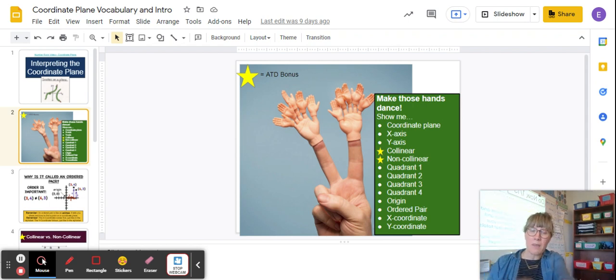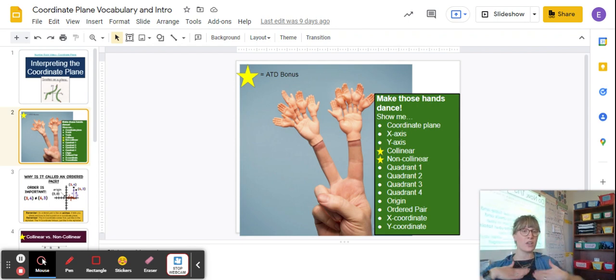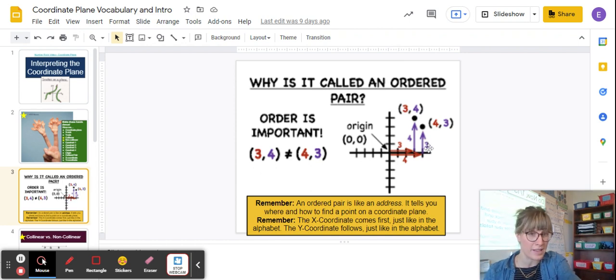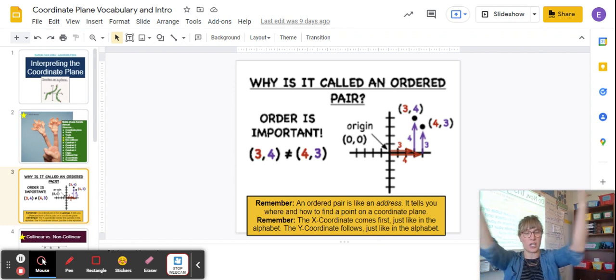So here is the list of things we're going to learn. We're going to start from the top here. A coordinate plane is something that looks like this. It's one line intersecting at a 90-degree angle with another, and these lines we call an axis. So we have an x-axis and a y-axis, and they intersect to create this two-dimensional plane where we can plot different points. The hand dance that we're going to do goes like this.